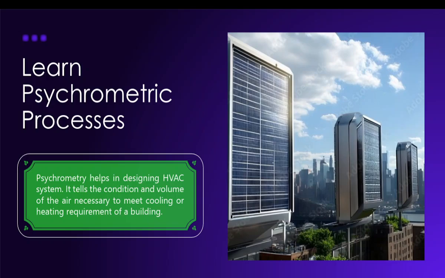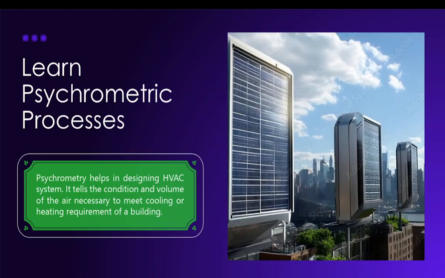Hello guys, in this video I am going to explain the psychrometric processes. Psychrometry is the branch of science that deals with the study of air and its properties such as temperature, specific humidity, specific enthalpy, vapor pressure, specific volume, etc. All these are studied in the subject psychrometry.